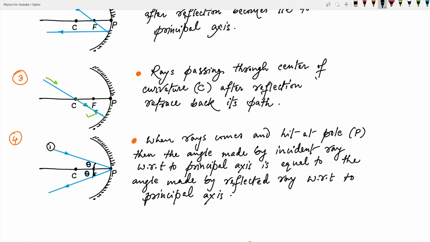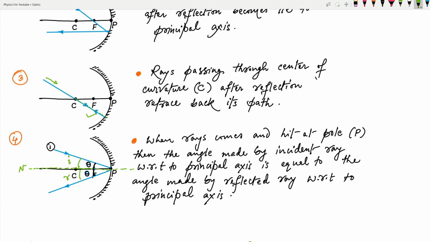Now, very easy. Why? Because we know that a line passing through the center of curvature is normal. So we can say that this green line that I'm drawing is actually the normal. If this is the normal, then this becomes the angle of incidence and this becomes the angle of reflection.